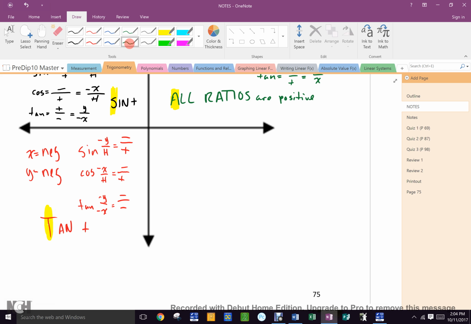And finally, we're going to do the last one over here. X is positive. y is negative. So what is sine? Y over h. What's y? Negative. What's h? Positive. Why? Because every hypotenuse is positive, so the sine is negative. What about the cos?